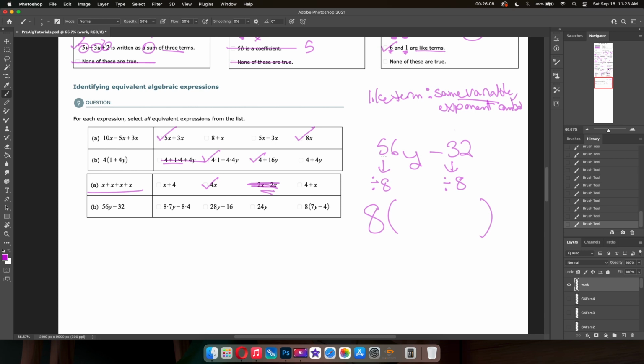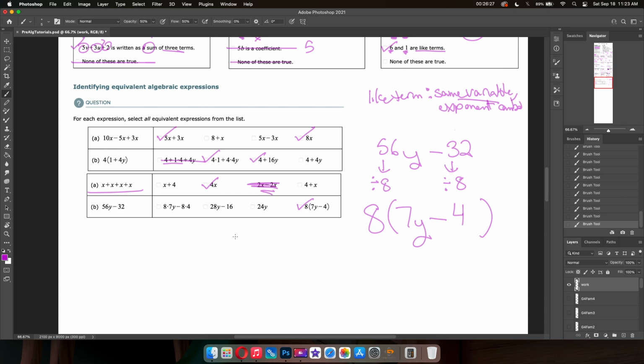Okay. What is 56 divided by 8? That is, of course, 7. Y drops down because we didn't use it. What is 32 divided by 8? Ooh, moment of thought. That's a 4. So is there anything that looks like this? Yes, there is. Is there anything else we can do?